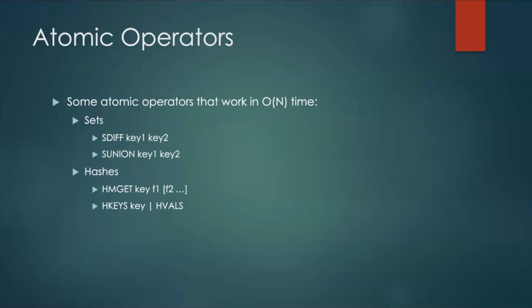So hashes: HMget gets the value of all given hash fields. Hkeys gets all the fields in a hash. And hvals gets the values in a hash.